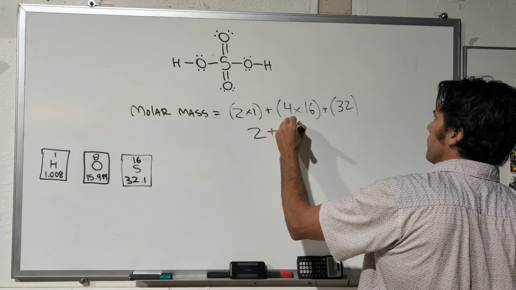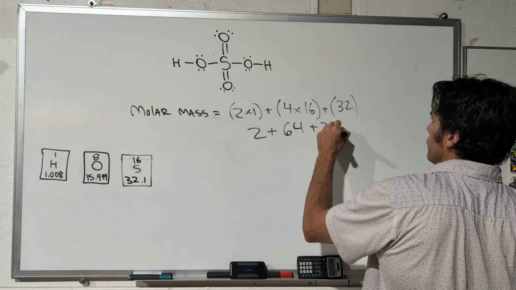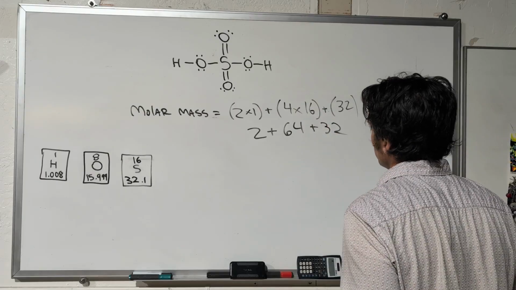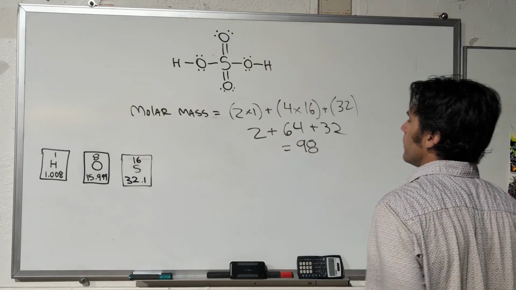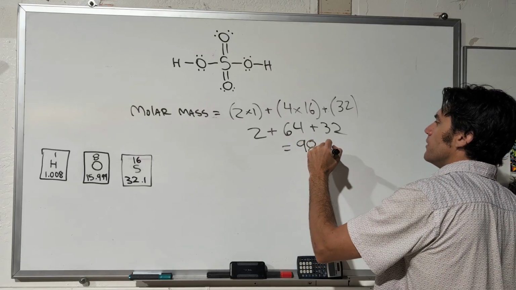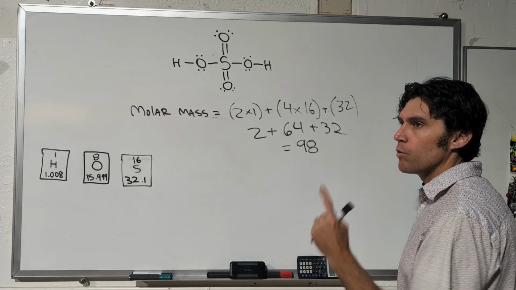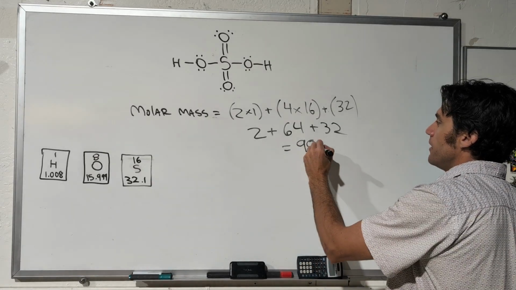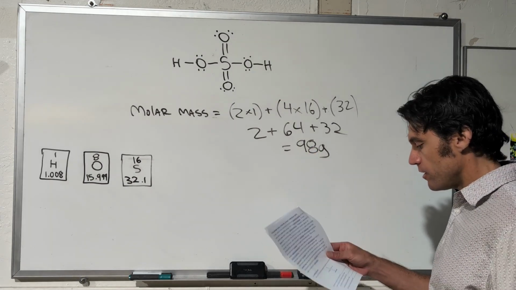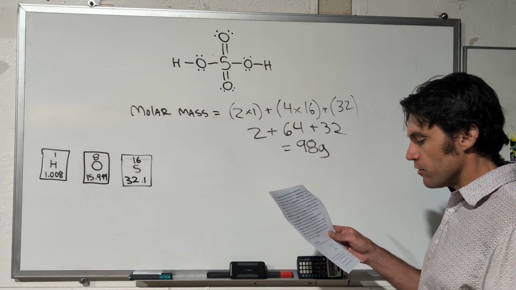So we have 2 plus 64 plus 32 equals 98. This is 98 AMUs for 1 molecule, but when you have a whole mole of them, it's 98 grams.